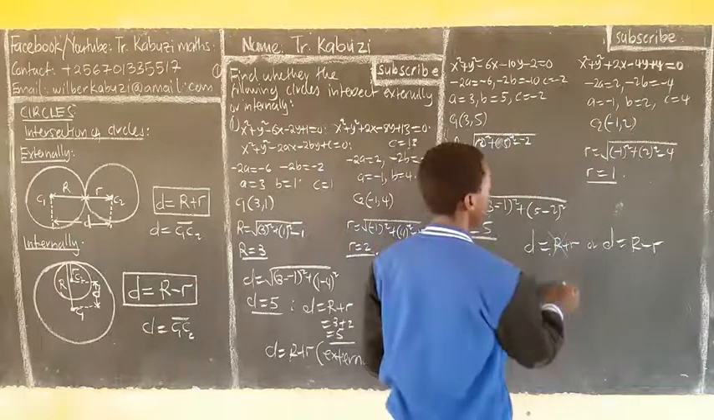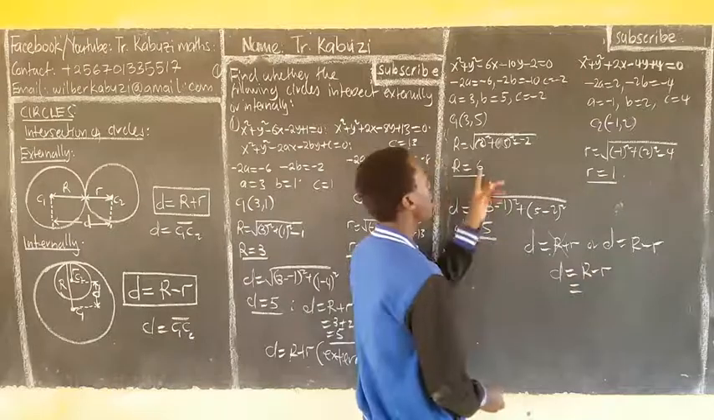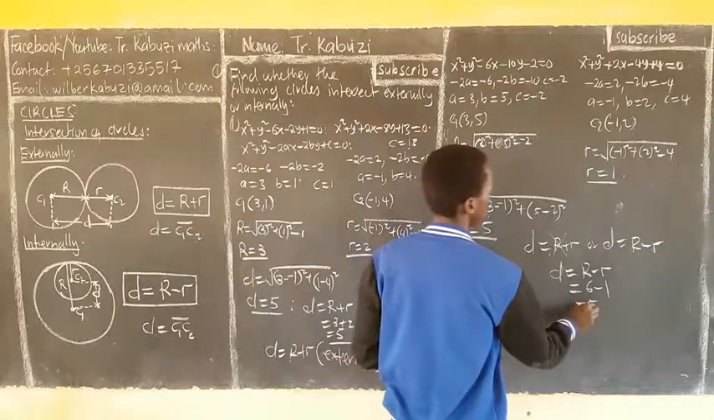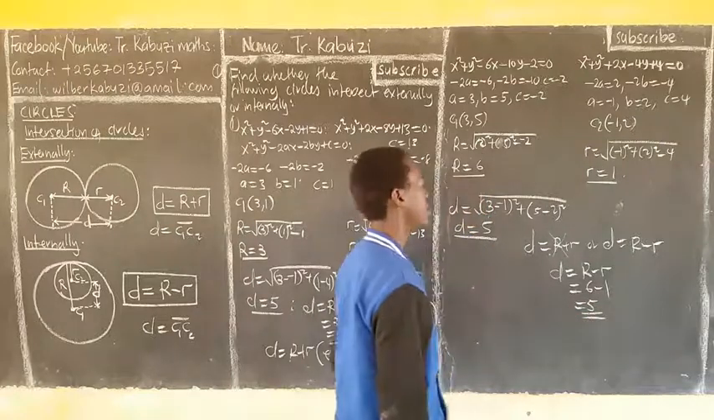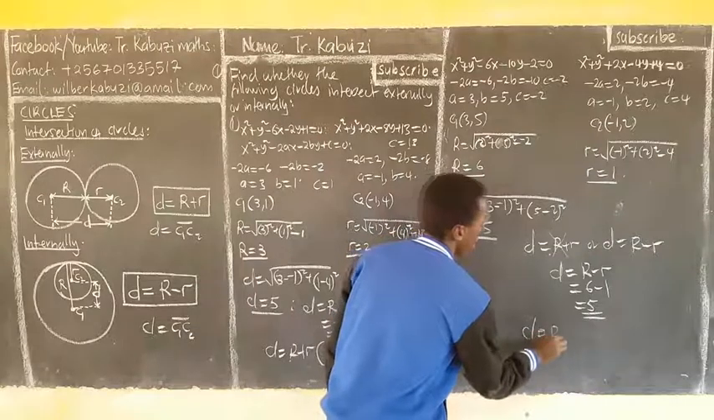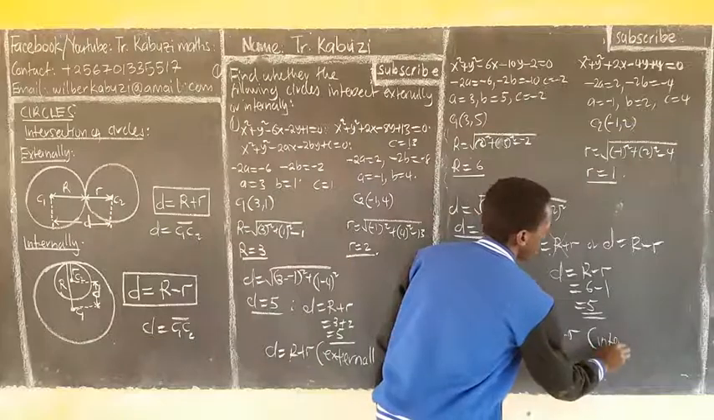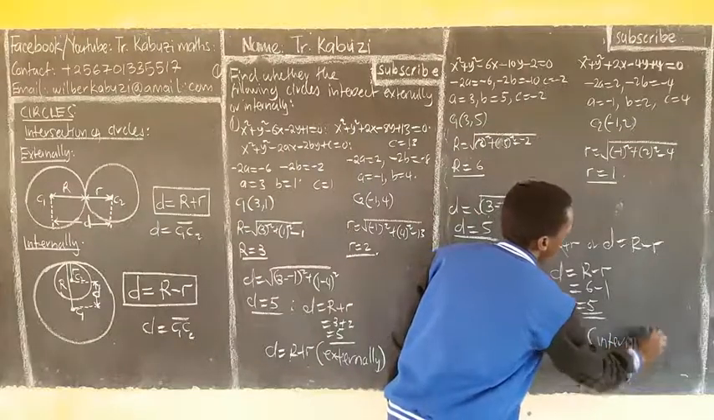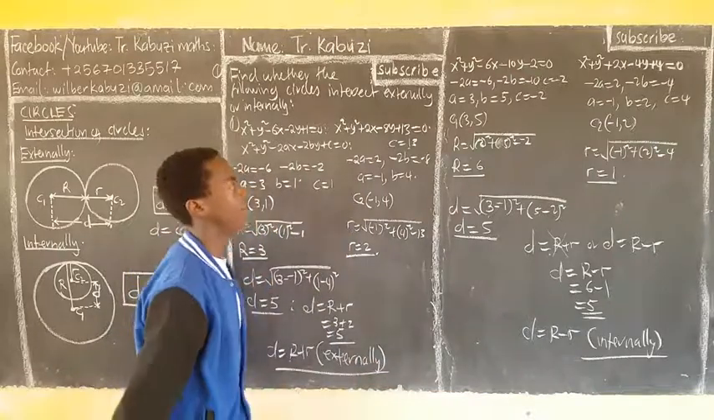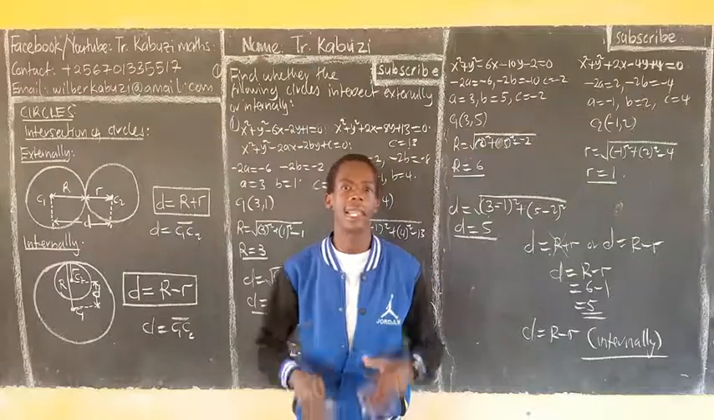When you come now to this, you see that your d should be R minus r. Here the R is 6, then the other radius is 1, which gives 5, which is the distance here. Meaning that now my d is R minus r, meaning these circles intersect internally. So remember, that's the difference between circles intersecting internally and circles intersecting externally.